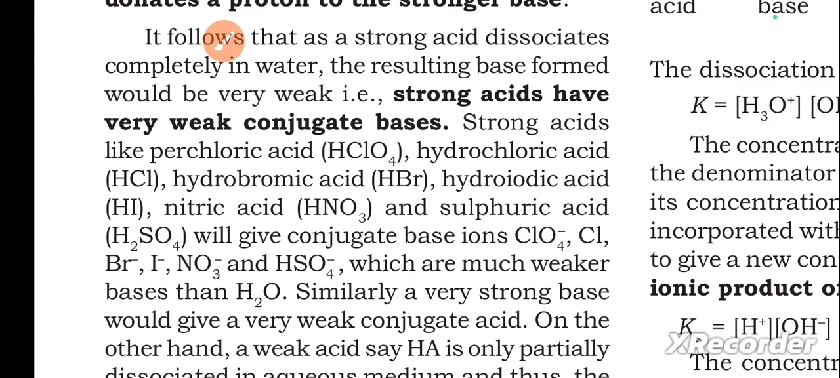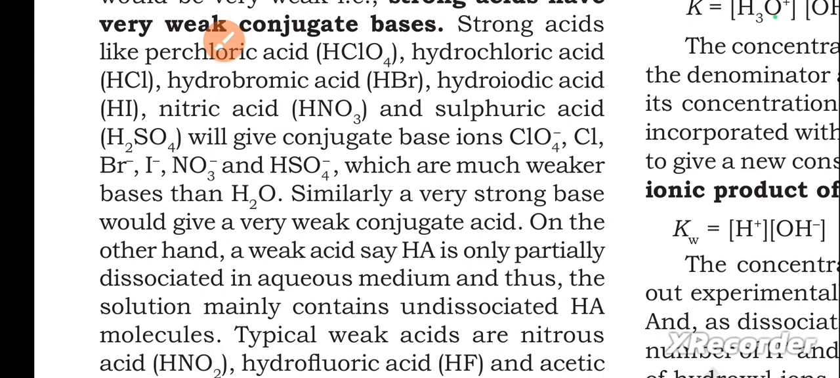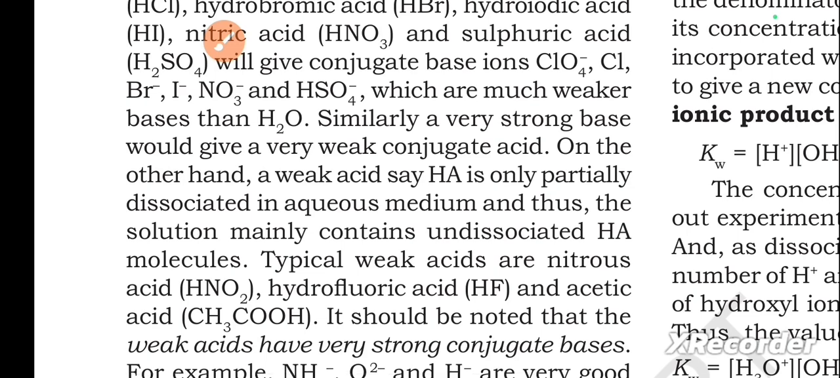Strong acids like perchloric acid, hydrochloric acid, hydrobromic acid, hydroiodic acid, nitric acid and sulfuric acid will give conjugate base ions ClO4-, Cl-, Br-, I-, NO3- and HSO4-, which are much weaker bases than H2O. Similarly, a very strong base would give a very weak conjugate acid.